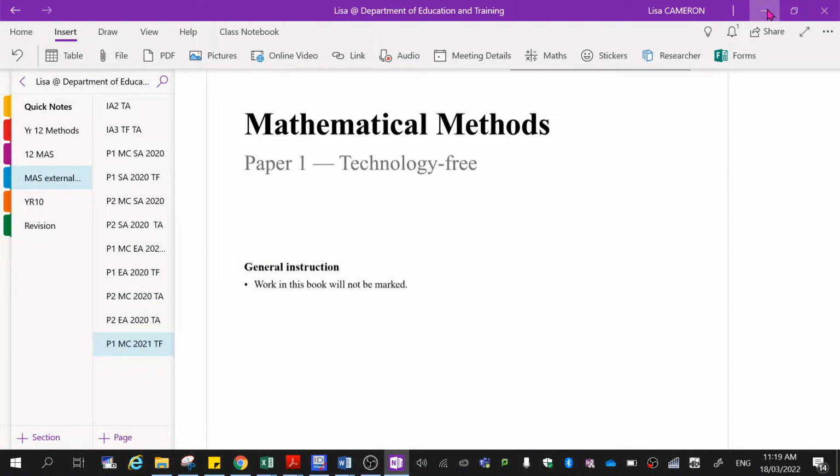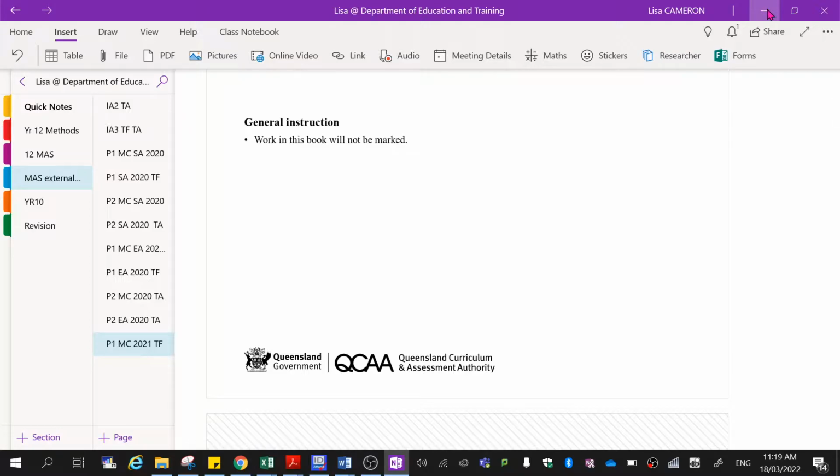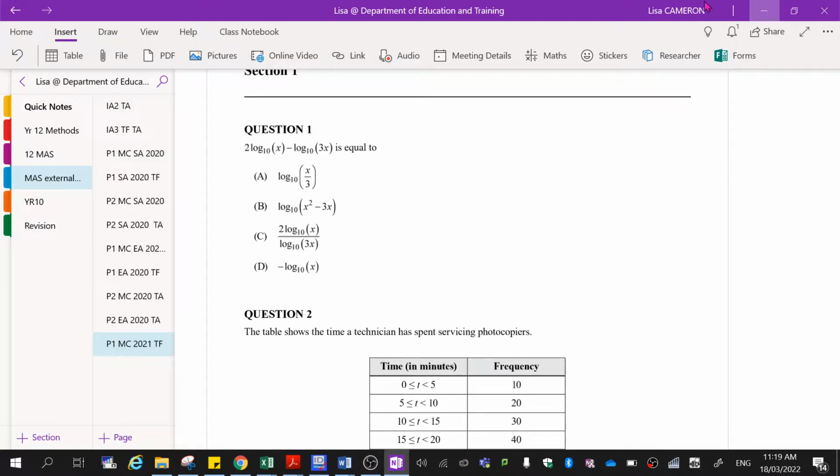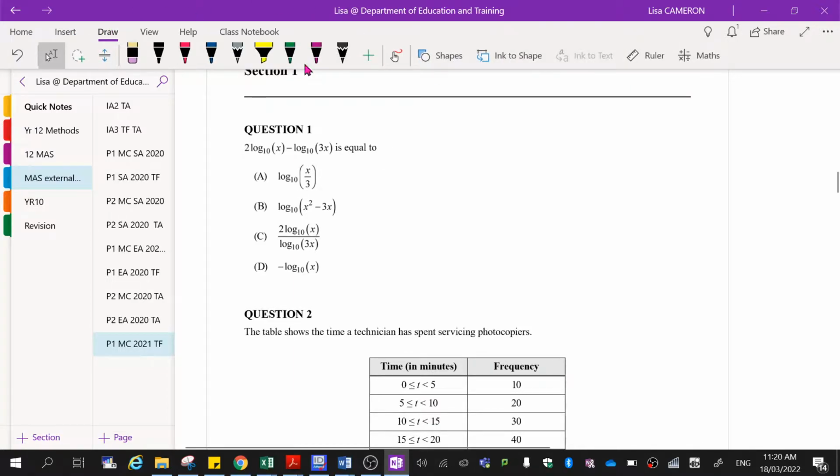So today we're going to be going through the 2021 external exam for mathematical methods, the technology free multiple choice component. So feel free to pause this wherever you need to.